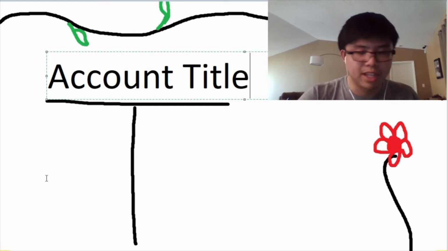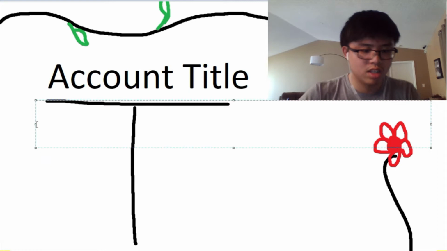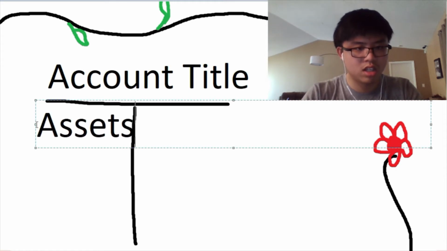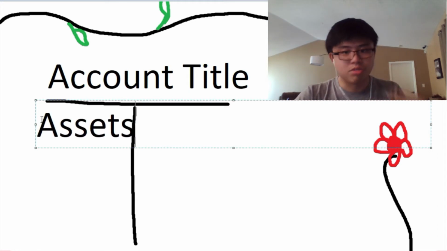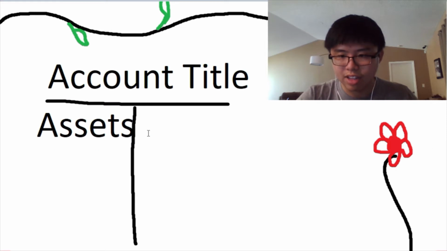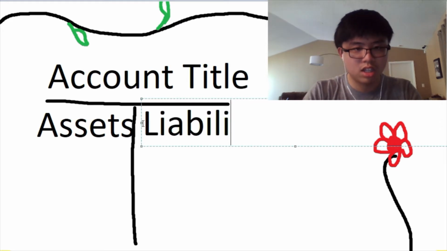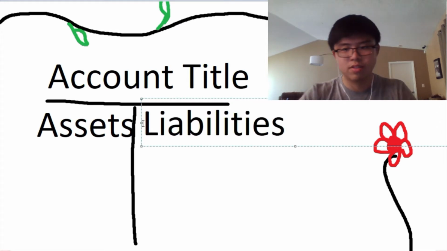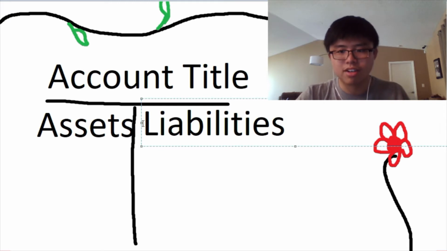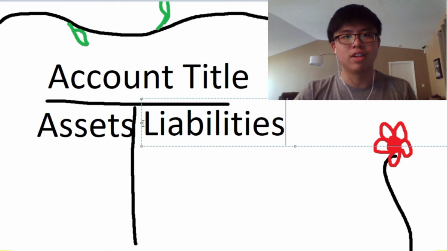In the left part of the base of the big T, you will write all your assets. Assets are just resources you own that can produce a value. And to the right, you will write all your liabilities. Liabilities are basically a sacrifice of future benefits that you owe to another entity.